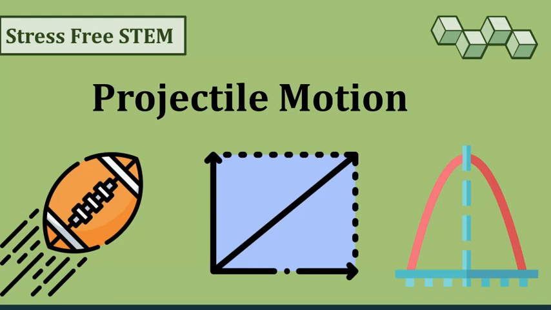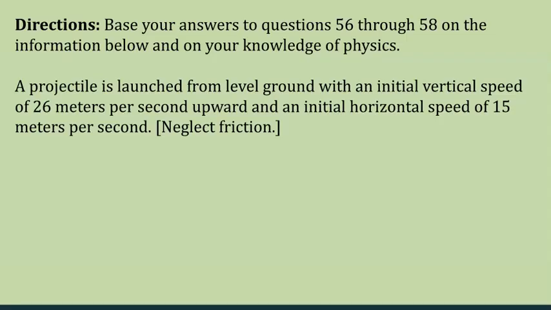Hi everyone. In this video, I'm going to be doing a projectile motion problem from the June 2023 Physics Regents. The problem says, a projectile is launched from ground level with an initial vertical speed of 26 meters per second upward and an initial horizontal speed of 15 meters per second. Neglect friction. The first thing I want to do is annotate using cubes.